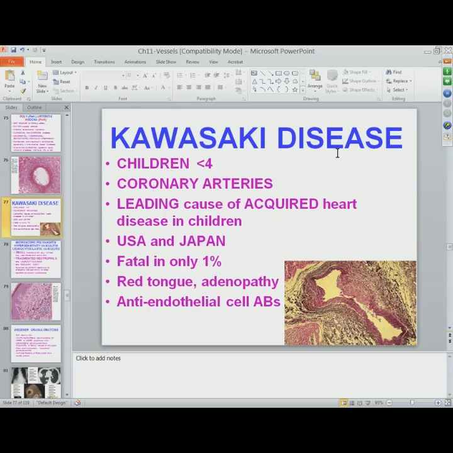But Kawasaki disease is also an arterial disease. It's usually in kids. It's the leading cause of acquired heart disease in kids. As you might guess, it's popular in Japan. That's why it got the name Kawasaki. We also get it in the United States. And generally speaking, it has a low fatality, but some of the kids, only 1%, might die of a heart attack due to coronary artery Kawasaki disease. There's also talk about other symptoms that you'll sometimes see, like a red tongue and cervical adenopathy, but those aren't always present. And to show you that it's autoimmune, we have anti-endothelial antibodies.